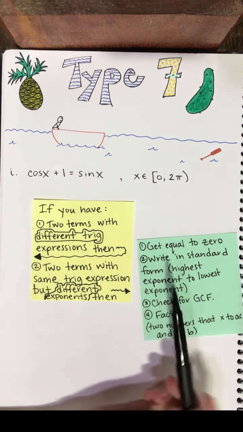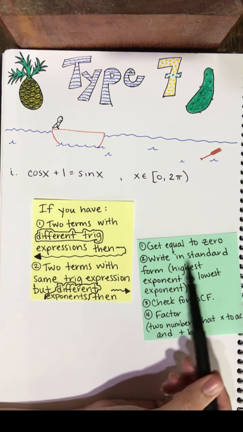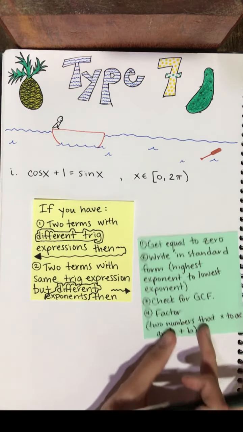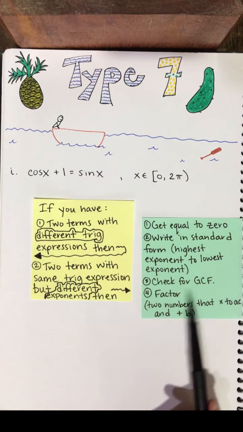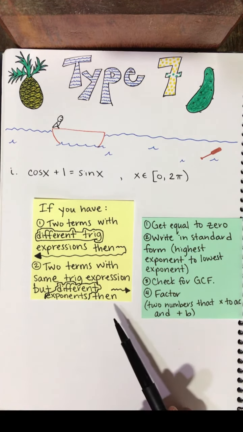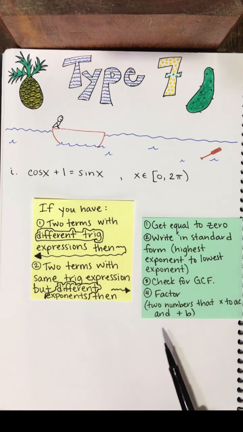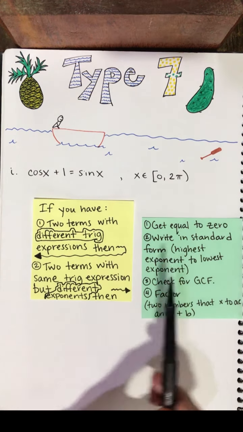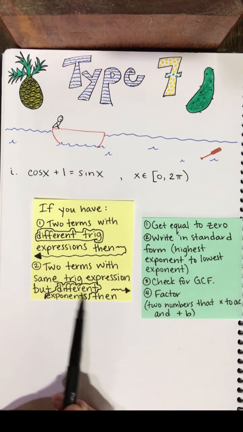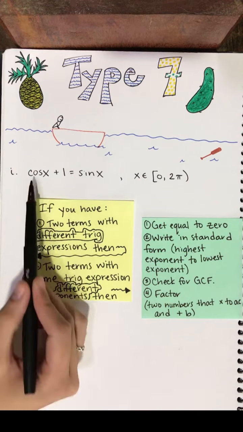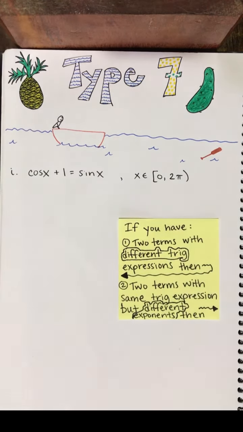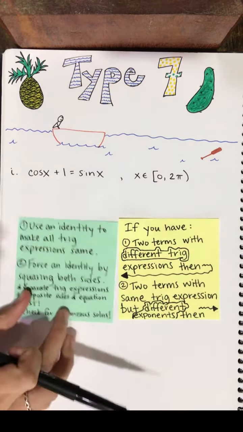That's what we were just doing, where you get it equal to 0, write it in standard form from highest exponent to lowest exponent, check for GCF, and then factor. We find two numbers that multiply to be the first and the last and add to be the middle. So we've all mastered this. But we can see in this case that we don't have different exponents. We have different trig expressions. We have cosine and a sine. So instead, we're going to go the identity route.